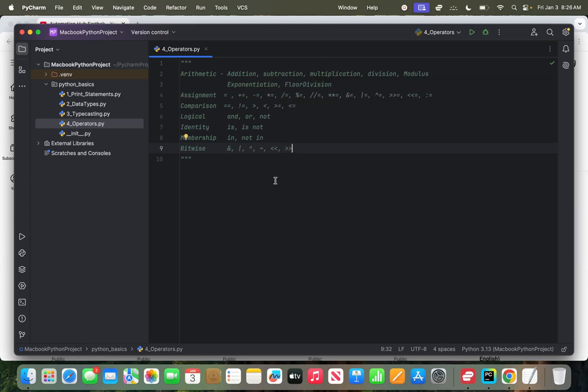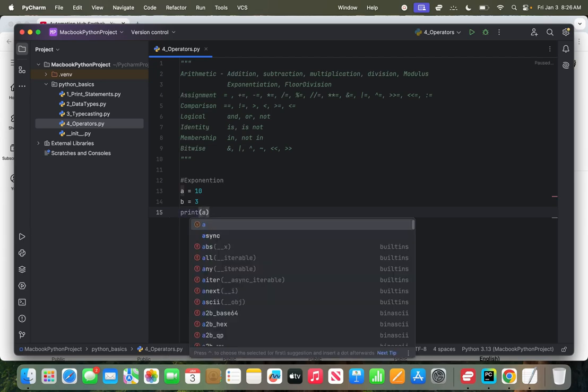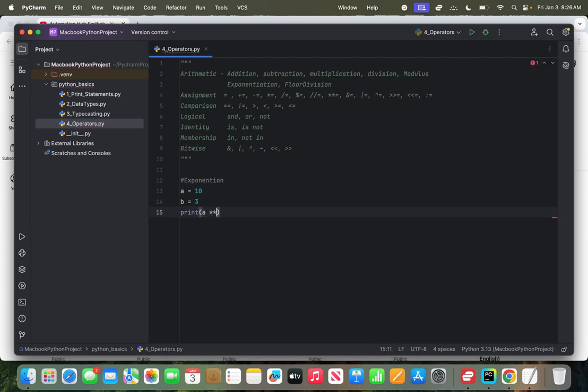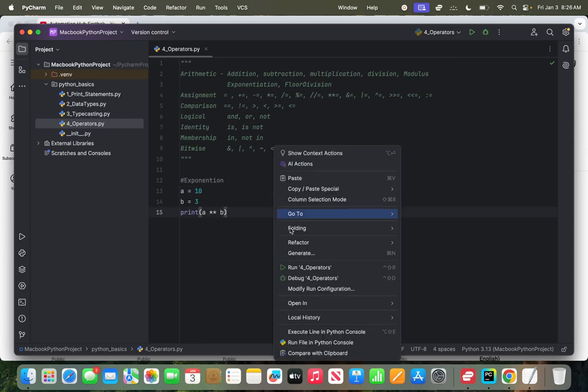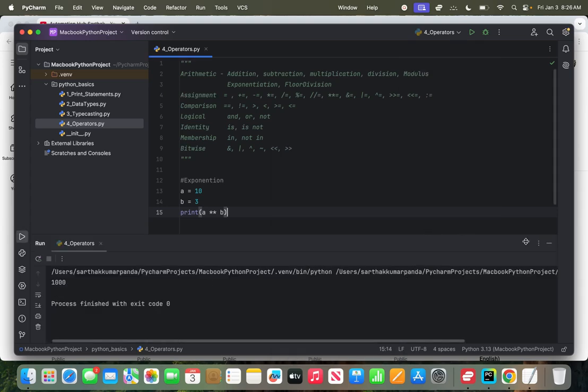And exponentiation is something which I would like to explain in depth. So let's understand exponentiation in arithmetic operators. So let's say A equals 10, B equals 3. Okay, so if I write print A exponentiation of B, what will happen here? Exponentiation is nothing but to the power of, that means 10 to the power 3, which will be 1000.